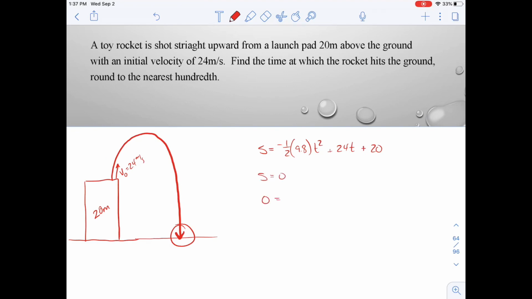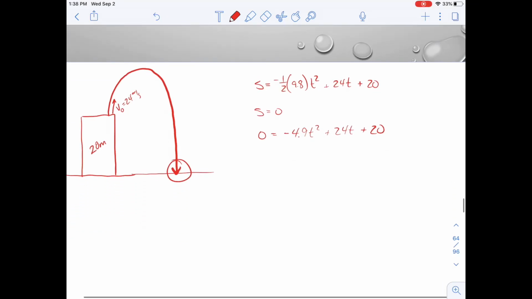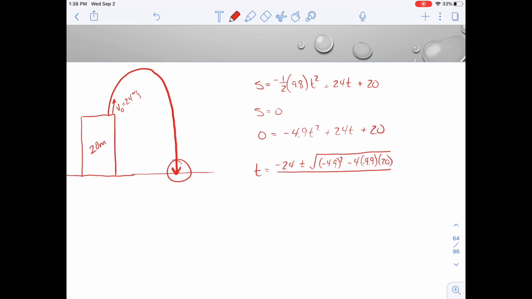So we're going to have 0 equals, and if I simplify, negative 4.9 t squared plus 24t plus 20. Now at this stage, it's probably not going to be nice to factor, and I probably don't want to try and complete the square. So my best bet here is to go straight to the quadratic formula. So t equals the opposite of b, so negative 24 plus or minus the square root of negative 24 squared minus 4 times a, negative 4.9, times c, all divided by 2 times negative 4.9.